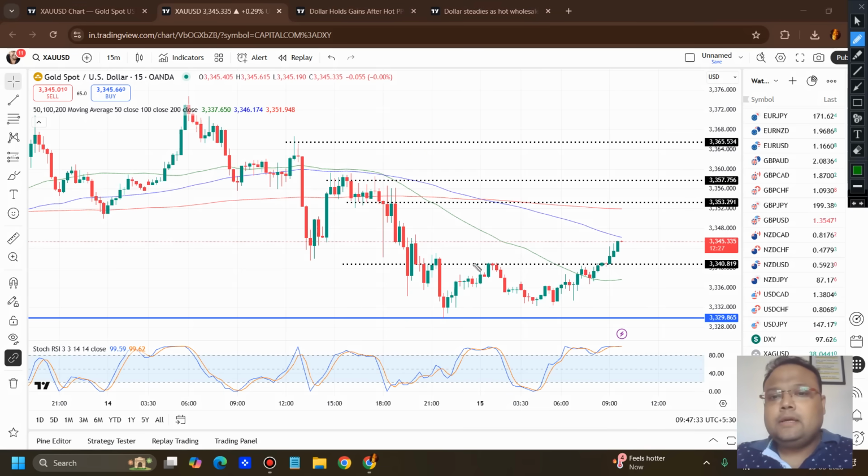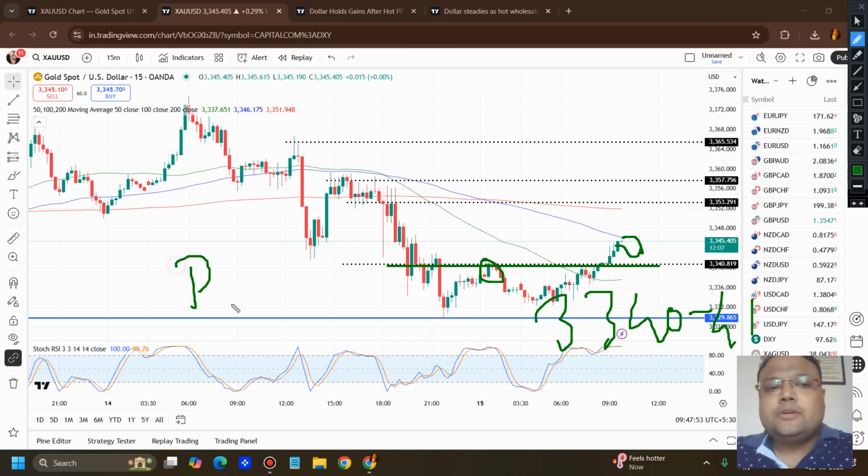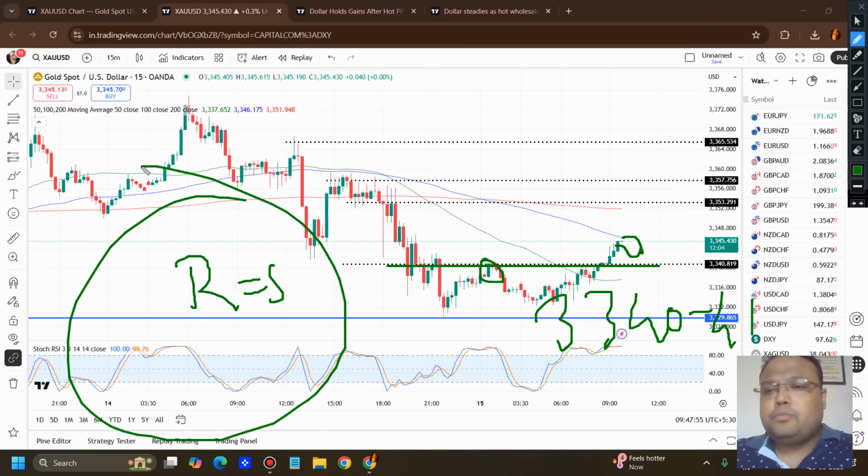Right now we can see that there is a structural change again, because gold has crossed the previous high. So after 1 or 2 hours, when the market will be coming down, observe the market around this area, around 3340​41. We can expect the market to take support. Why? Because the previous resistance will become the new support.